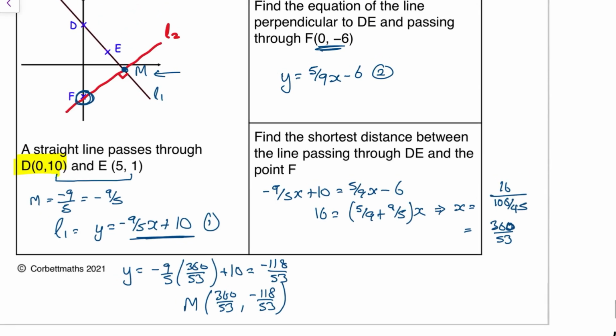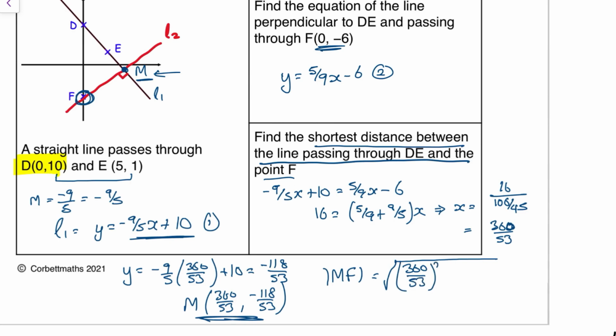Now, let's just quickly catch up on what we've done. We've worked out the line L2, we've worked out the line L1, we've worked out this meeting point here, M. And now I need to work out, because what am I doing? I'm working out the shortest distance between the line passing through DE and the point F. In other words, I need the length of M to F. Now I've got to be careful because it's even more complicated than it looks. So M in the X value moves across 360. So that's not too bad. So it's Pythagoras.